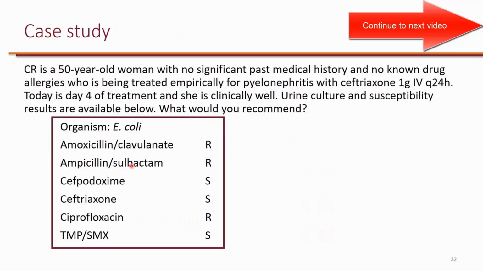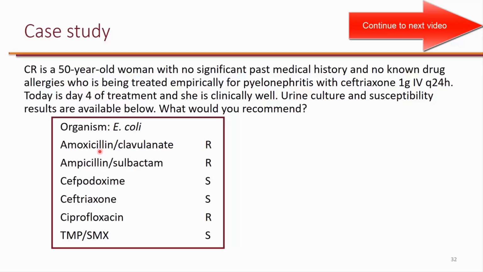So let's take a look at the case study. Let's say CR is a 50-year-old woman with no significant past medical history and no known drug allergies, who is being treated empirically for pyelonephritis with ceftriaxone 1 gram IV every 24 hours. Let's say today is day 4 of treatment, and she's clinically well. Here are the results of the urine culture. The organism is E. coli, and the susceptibility results have come back.